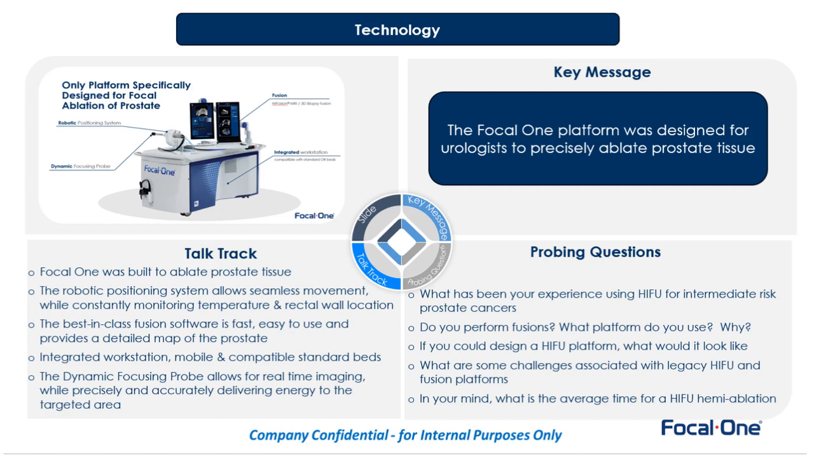The robotic positioning system allows seamless movement, while constantly monitoring temperature, AMP, and rectal wall location. The best-in-class fusion software is fast, easy to use and provides a detailed map of the prostate. Integrated workstation, mobile AMP-compatible standard beds. The dynamic focusing probe allows for real-time imaging, while precisely and accurately delivering energy to the targeted area.